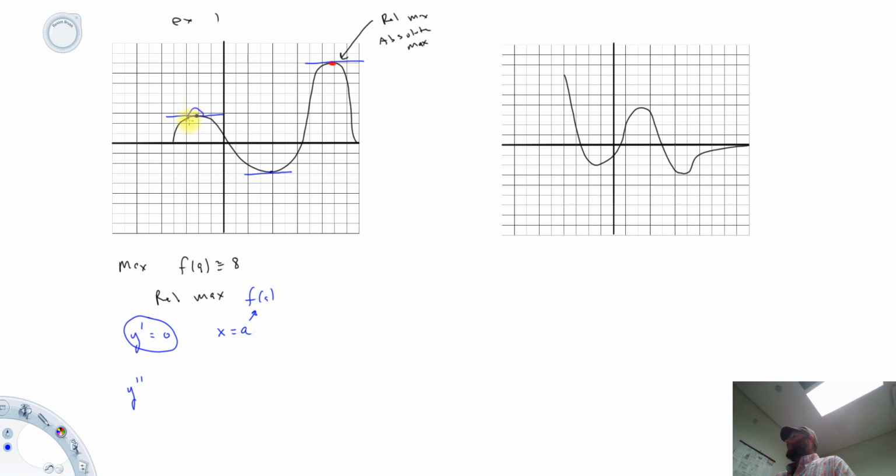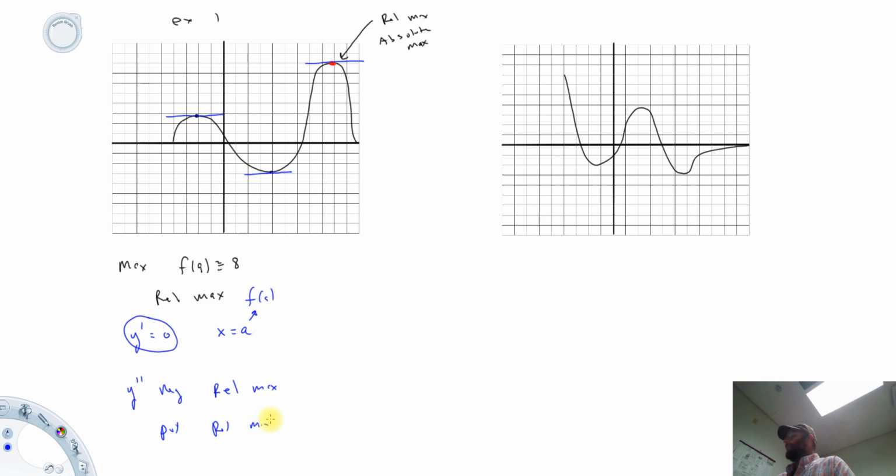If we take a look at this example right here, you'll notice that the tangent line slopes are decreasing. And you'll also notice that right here as well. See how the tangent line slopes are decreasing left to right. So when your second derivative is negative, that would indicate you have a relative max. And you can probably guess the other one. If your second derivative is positive, you have a relative min.